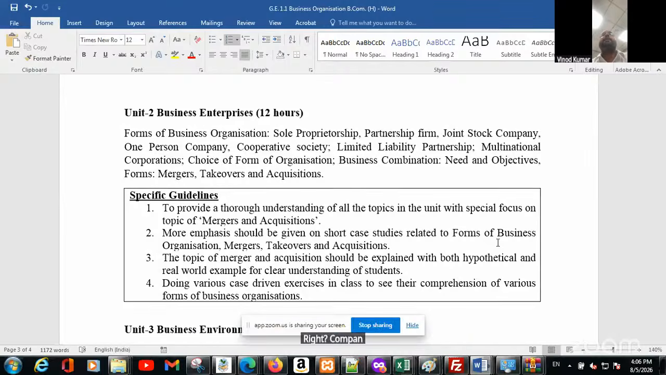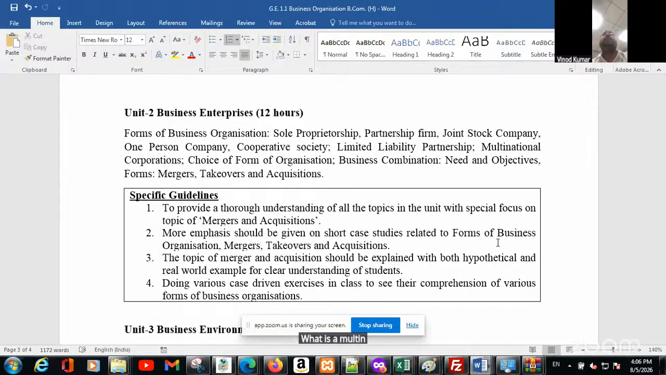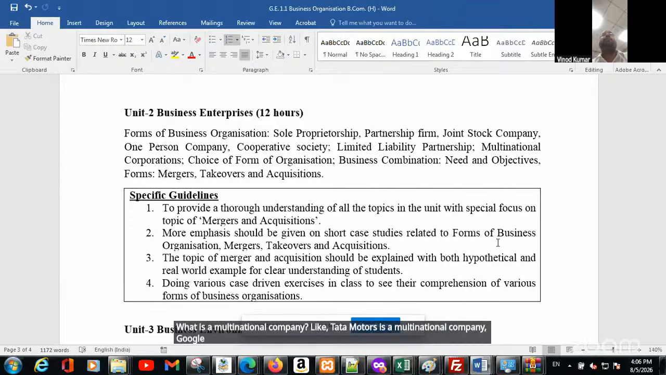Company: is it a government company, a private company, or a public limited company? The Companies Act 2013 has a new concept, we call it one person company. Even today, a single person can start a company, right? And what is a cooperative society? What is the LLP? What is a multinational company? Like Tata Motors is a multinational company. Google is a multinational company, right?